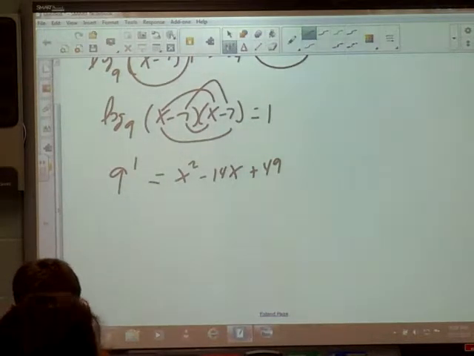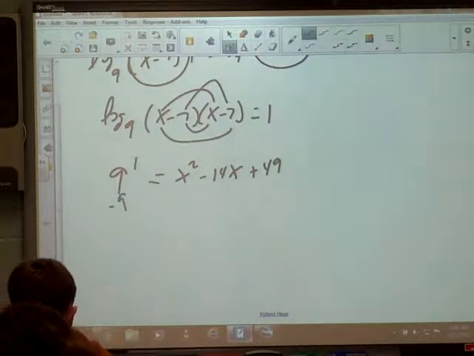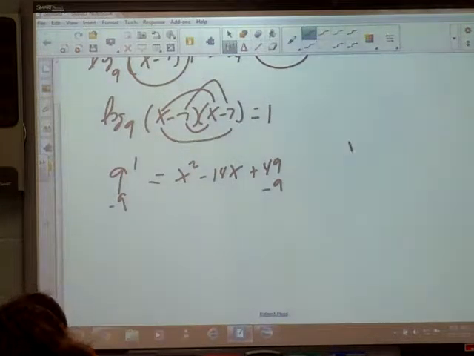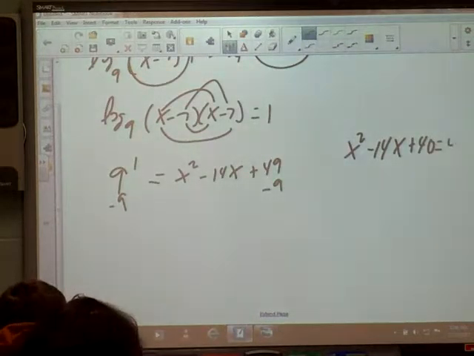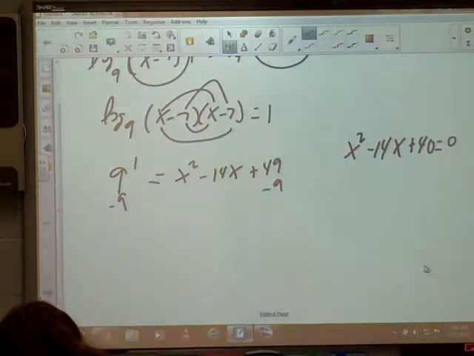But the first thing you got to do is set it equal to 0. So we got to subtract that 9 from both sides. So I'm subtracting 9 here and here. So that got me x squared minus 14x plus 40 is equal to 0. Now if you want to do the quadratic formula, your a would be 1, your b would be negative 14, your c would be 40. You could do that. This one factored pretty easy.